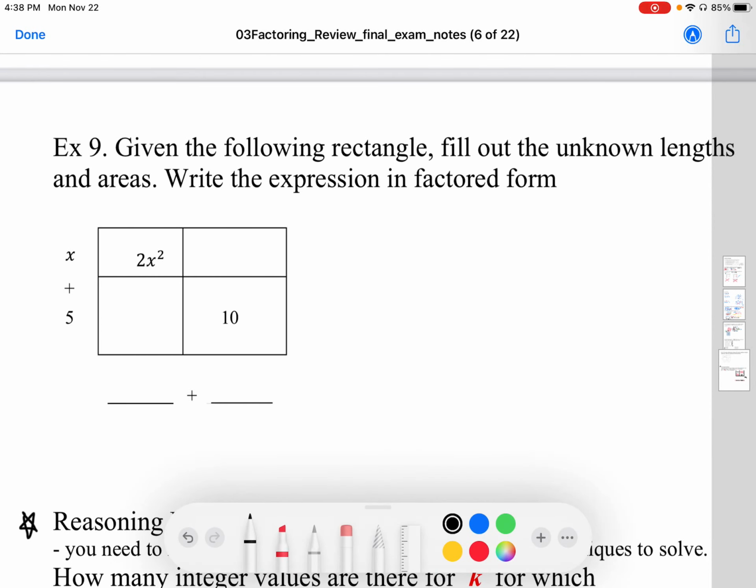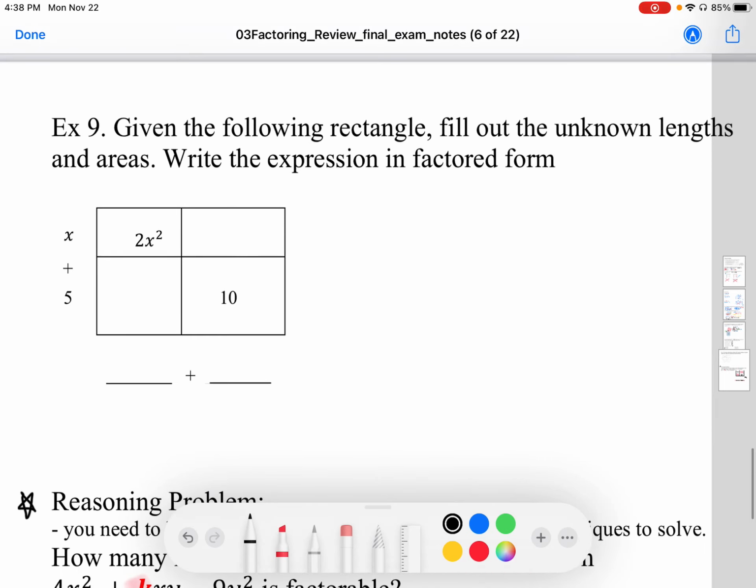So given the following rectangle, fill the unknown lengths and areas. The property we're going to follow is that this is the area model for multiplication. Every piece of area must follow the area model: length times width equals the area.